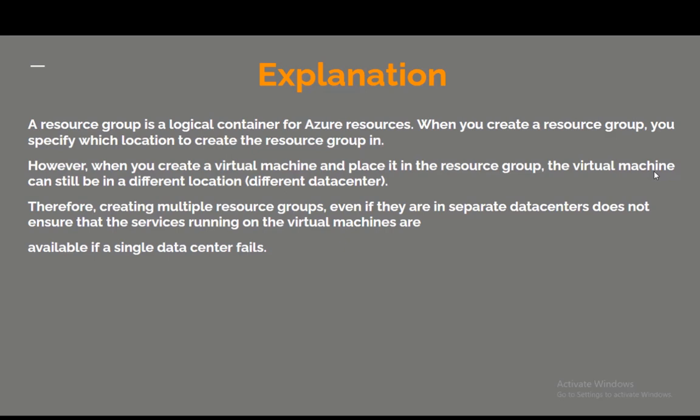You plan to deploy several Azure virtual machines. You need to ensure that the services running on the virtual machines are available if a single data center fails. Solution: You deploy the virtual machines to a scale set. Does this meet the goal?